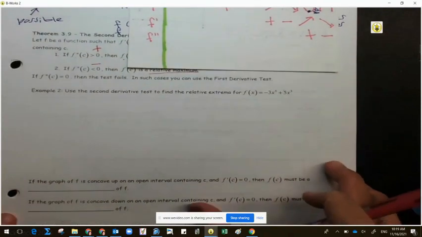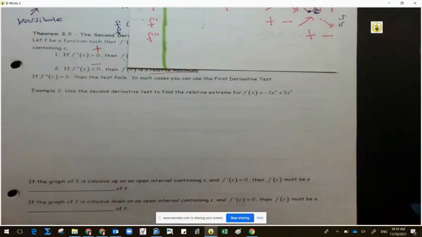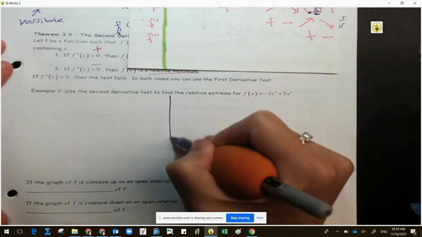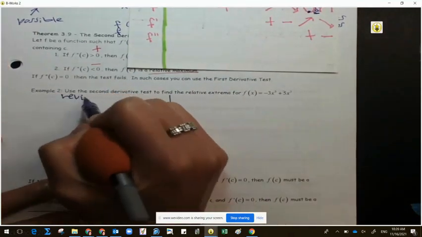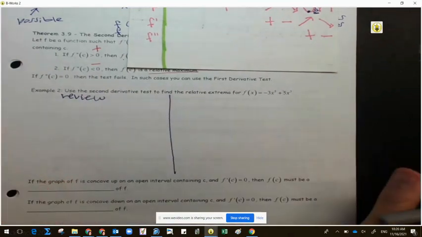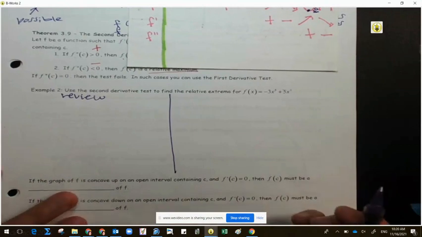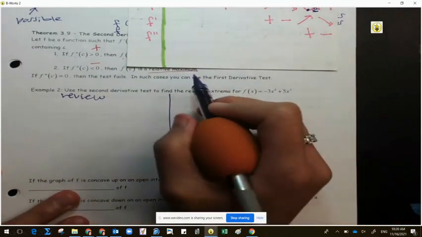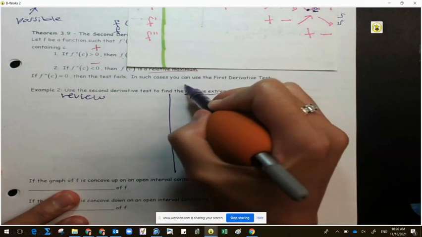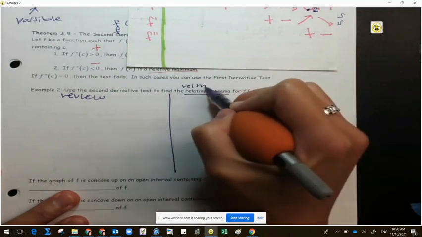For example number 2, it says to use the second derivative test. I kind of want to use the first derivative test and the second derivative test as a reminder. So let's go ahead and make a line right here. The left column is simply going to be a review from 3.2 or even 3.3, to find the relative extrema. So it's all about relative minimum and maximum.